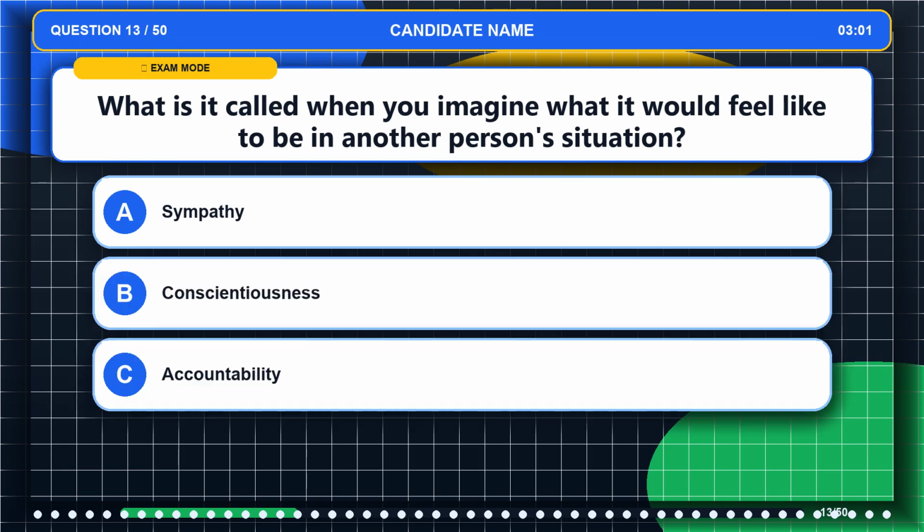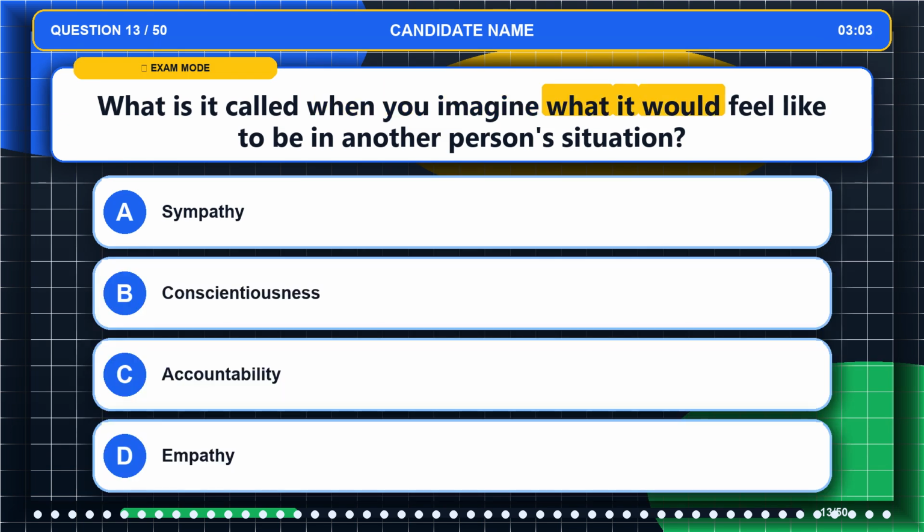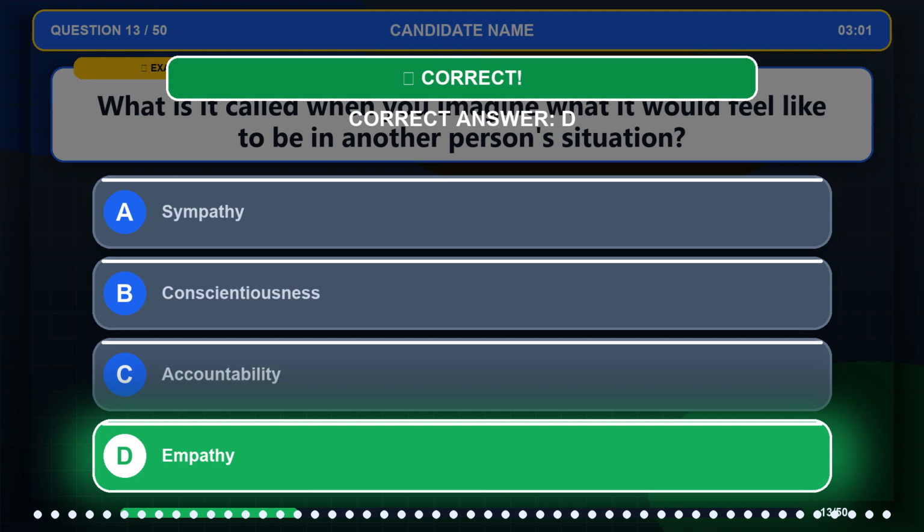Question 13. What is it called when you imagine what it would feel like to be in another person's situation? Option A, sympathy. Option B, conscientiousness. Option C, accountability. Option D, empathy. The correct answer is option D, empathy.